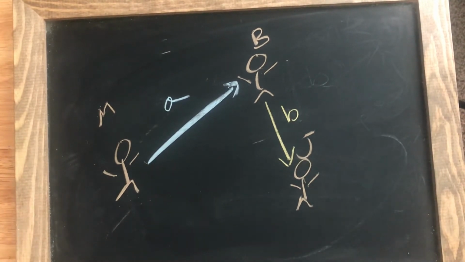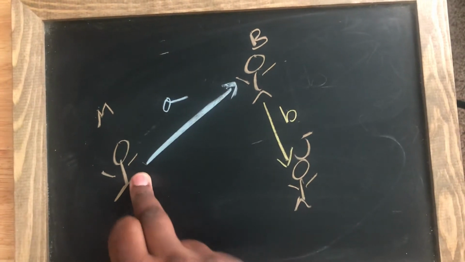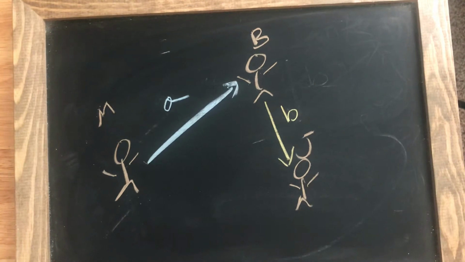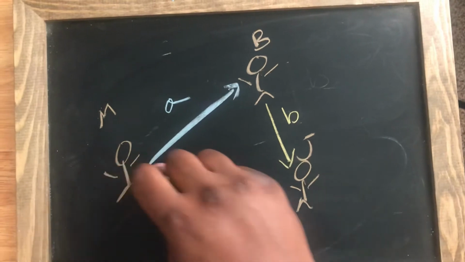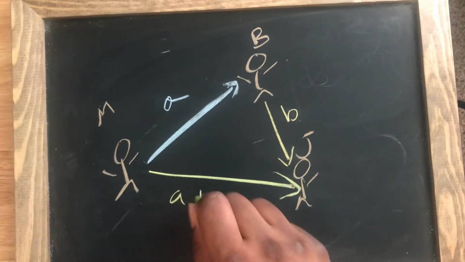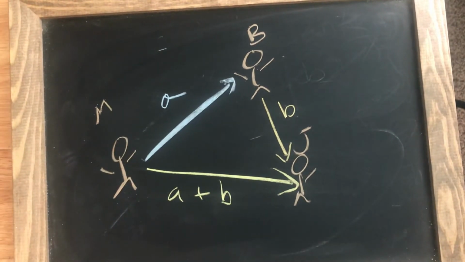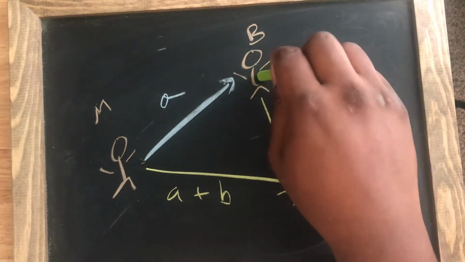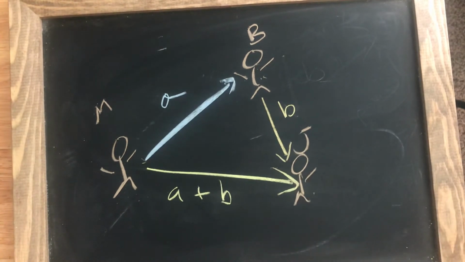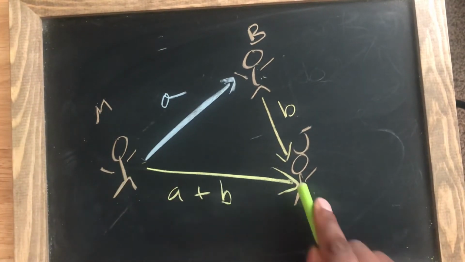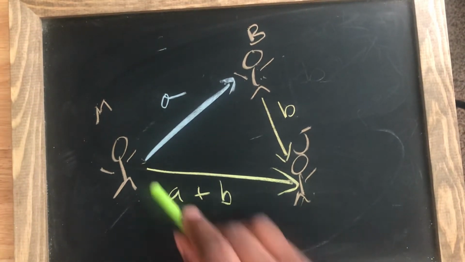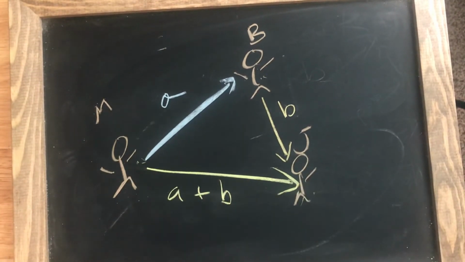Well, let's think about it. Where did I start? My house. Where did I end? John's house. A plus B must be this vector right here. If I went to Billy's house, and then from Billy's house went to John's house, the quickest way to get there is to go from my house to John's house. That's why the vector A plus B starts at the start of A and ends where B ends.